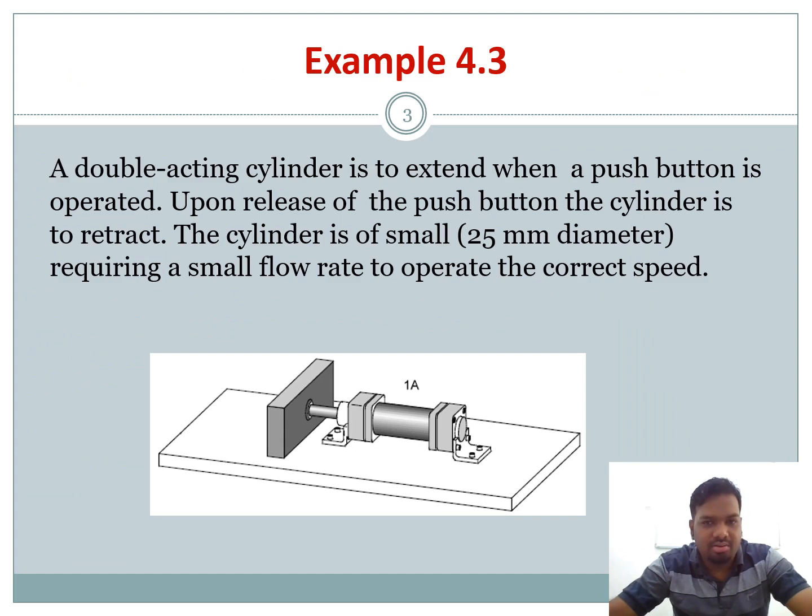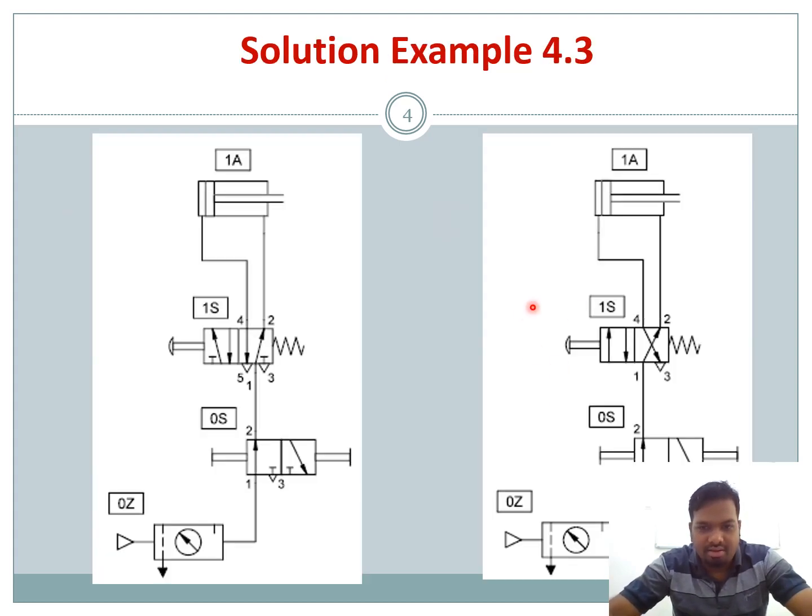You can read here, a double acting cylinder is to extend when a push button is operated. Upon release of the push button, the cylinder is retracted. The cylinder is of small 25 mm diameter, requiring a small flow rate to operate the correct speed. You can see you have only one cylinder, so it will extend and do work for you. So we can see how the circuit can be constructed using direct control.